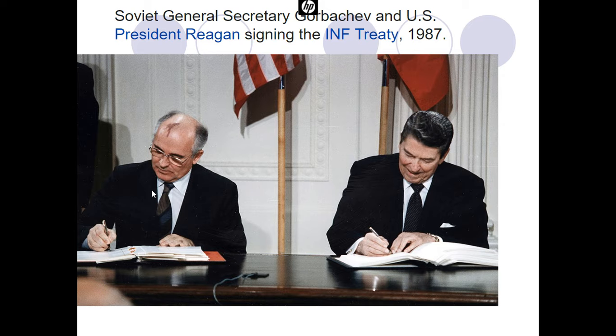Gorbachev worked closely with President Reagan, and this is in 87. Reagan and Gorbachev finally signing a treaty, and this was big. The Russians and the Americans were ready to begin the process of ending the Cold War, and it's going to happen.